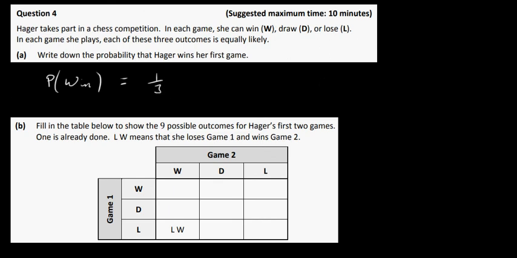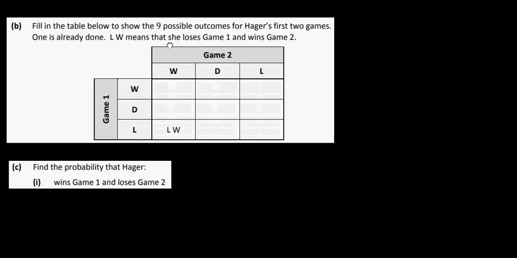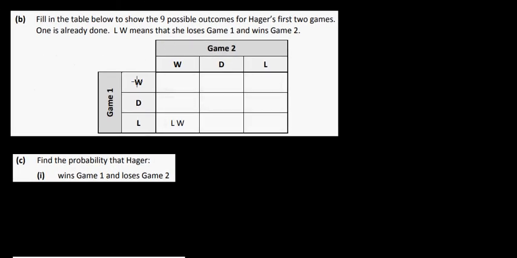Okay, so second part then just asks us to fill out this table here. Now we have 2 games here. We have game number 1 and game number 2. So fill in the table to show the 9 possible outcomes of Hagar's first 2 games. 1 is already done. So here you can see she can lose the first game and she can win the second game. LW means she loses game 1 and wins game 2. So you just got to fill this out.